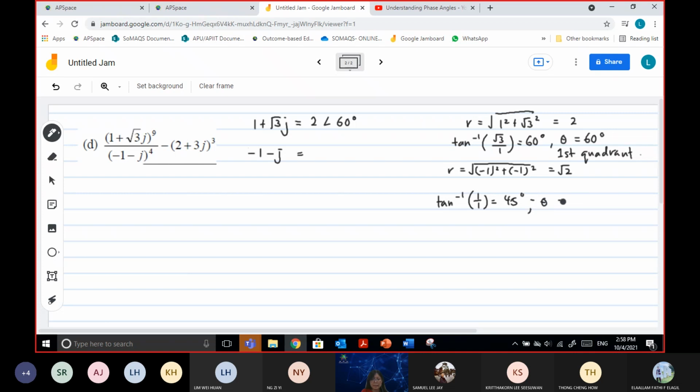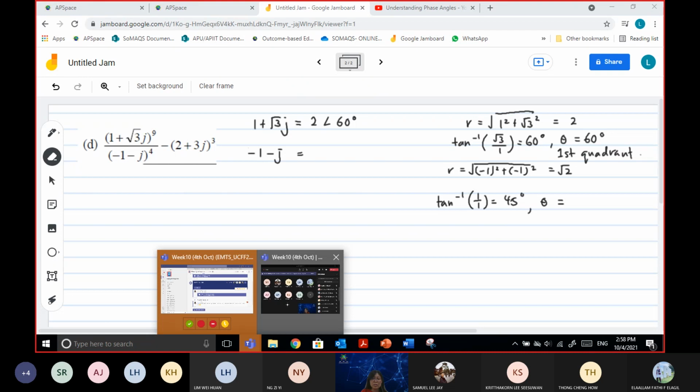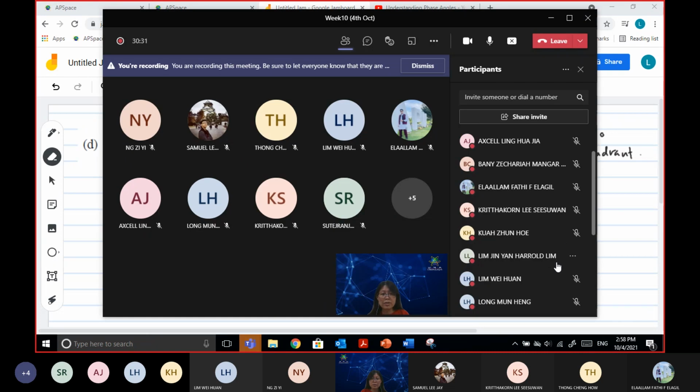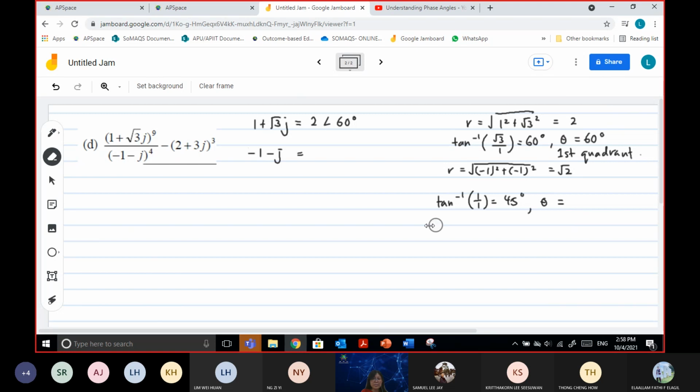But what is the theta for this one? Because this is not in the first quadrant. We have x and y both negative. May I know what is the quadrant? Junho, which quadrant? Both x and y are negative. Third quadrant, yes. Third quadrant, since both x and y are negative.